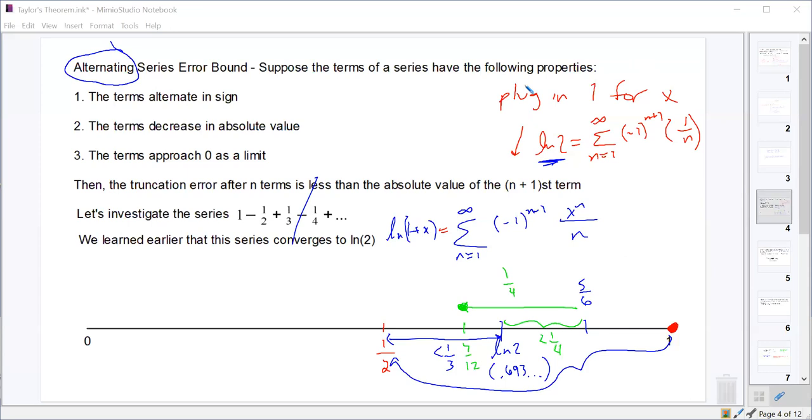So that's all there is to the alternating series error bound. If it's an alternating series and if it meets these 3 criteria right here, then you are guaranteed that the error is always less than the absolute value of the next term after your truncation. So those are the first 2 types of error bound that we need to deal with.